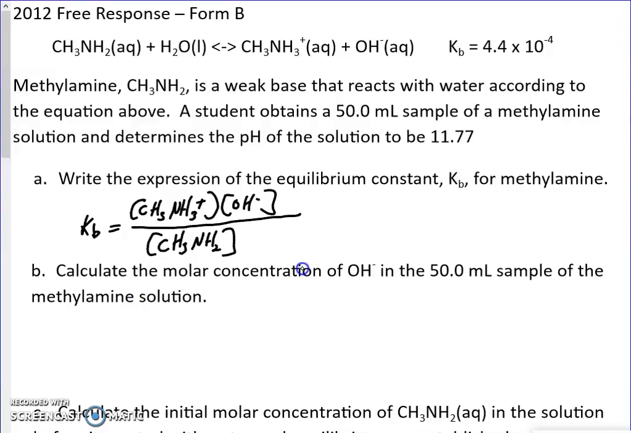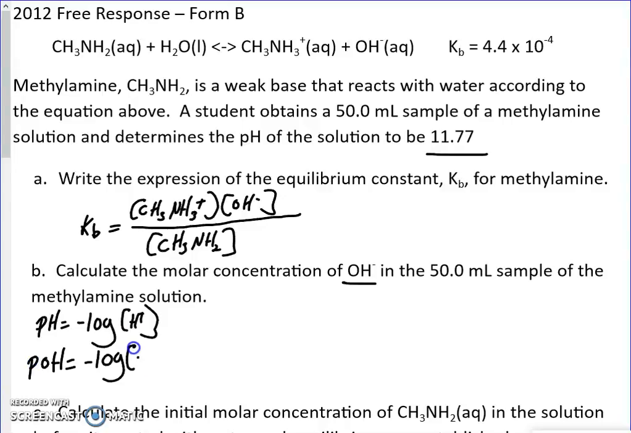B, calculate the molar concentration of hydroxide in the 50 milliliter sample of the methylamine solution. Well, a lot of times we would do this by doing an ice table, but they help us out. They already gave us the pH. So remember, pH equals the negative log of the hydrogen ion concentration. Well, that doesn't help us with the hydroxide ion concentration, but what can we do? We can recognize that pOH equals the negative log of the hydroxide ion concentration. So we can find our pOH. If you remember how to calculate pOH from pH, you just take 14 minus the pH, which is 11.77, and that's going to give us a pOH of 2.23.